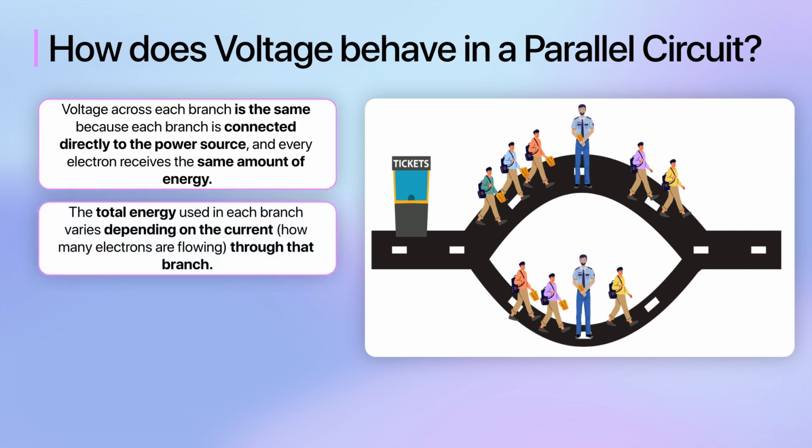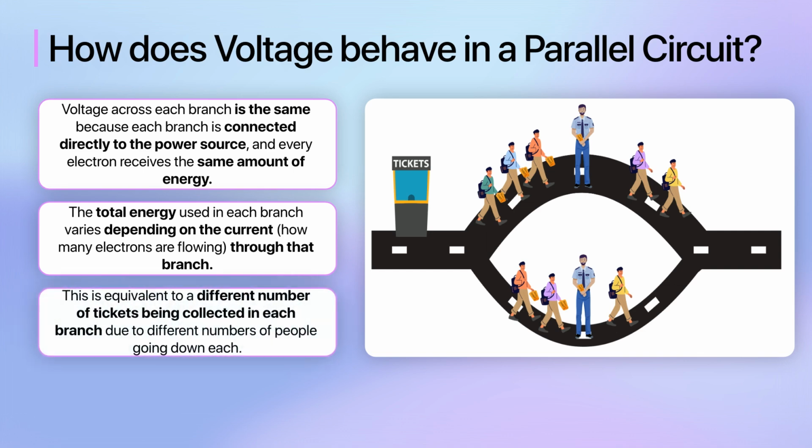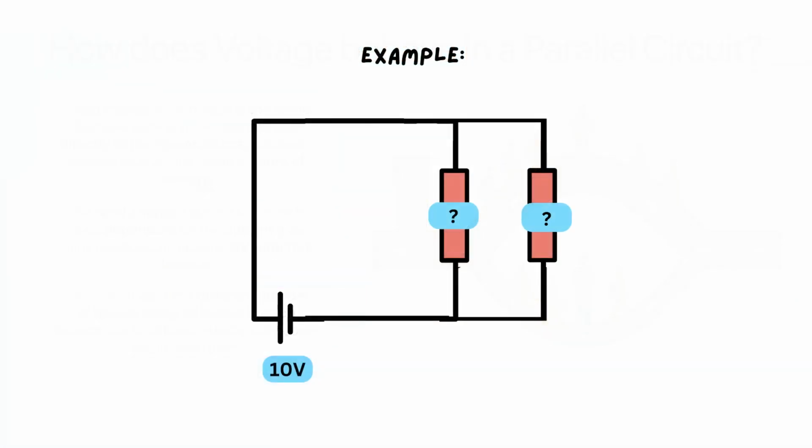However, the total energy used in each branch varies depending on the current, how many electrons are flowing through that branch. This is equivalent to a different number of tickets being collected in each branch, due to different numbers of people going down each. Let's solidify this with an example.